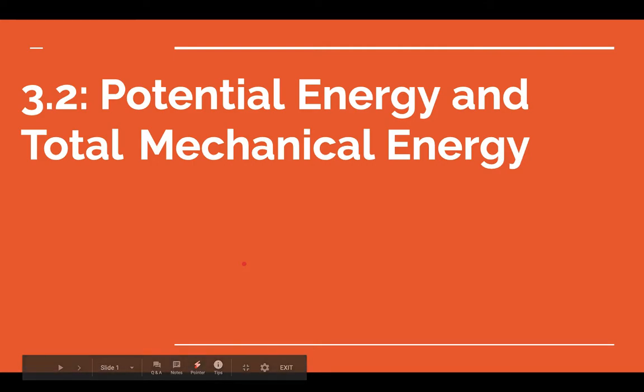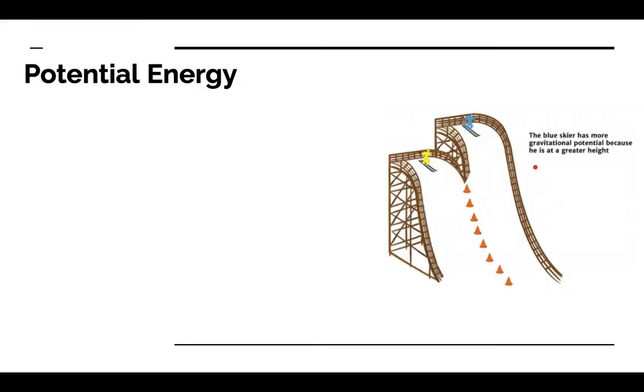So in this section, we'll look at two different forms of energy, building off of kinetic energy and the work energy theorem: potential energy and total mechanical energy, the topic of 3.2. So we start by defining potential energy, a term you may be familiar with.